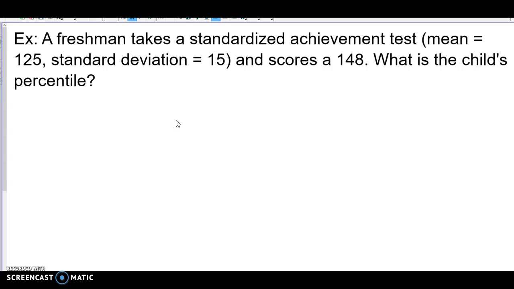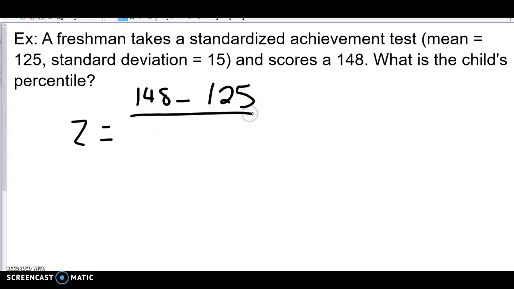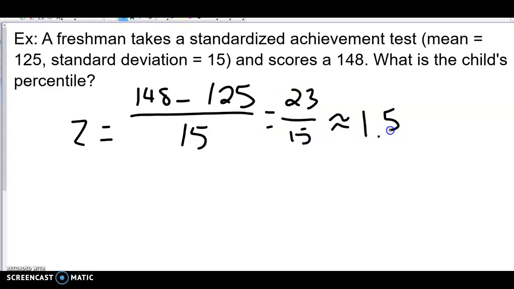So the first thing we want to do is calculate that z-score. Okay, and that's not that bad. We just use that formula that we had on that last page. So z is going to equal, my variable, this child actually scores a 148, so that's my x. My mean is that 125, and the standard deviation is 15. So I just need to calculate this. I get 23 over 15, approximately 1.533. Okay, great. That's my z-score. Now what?